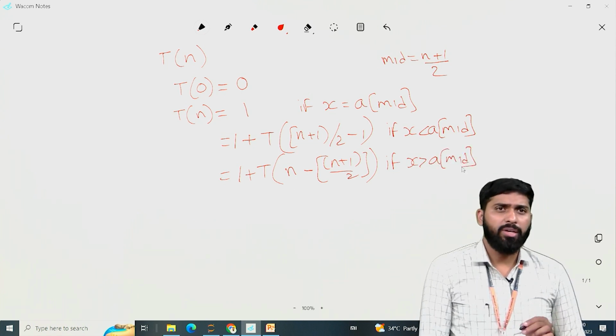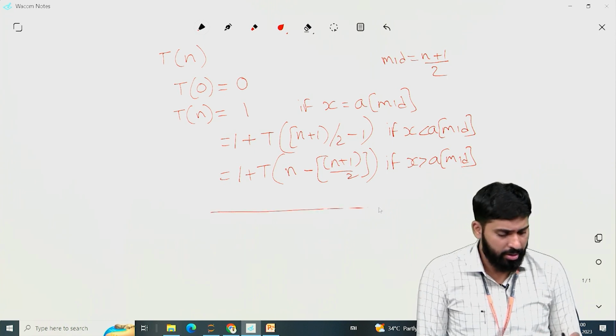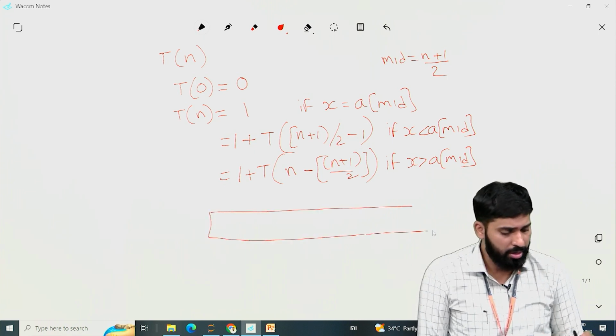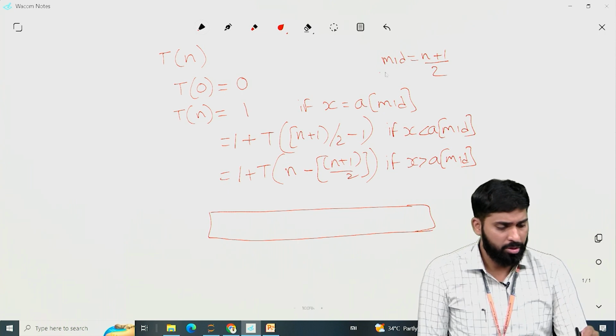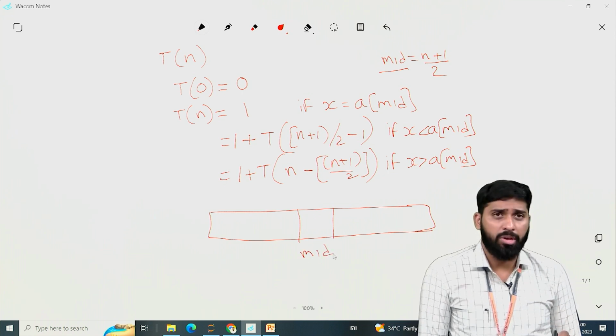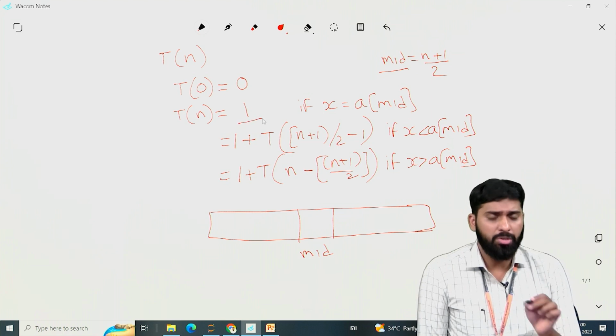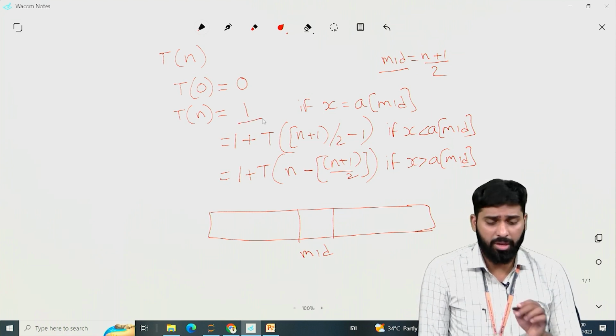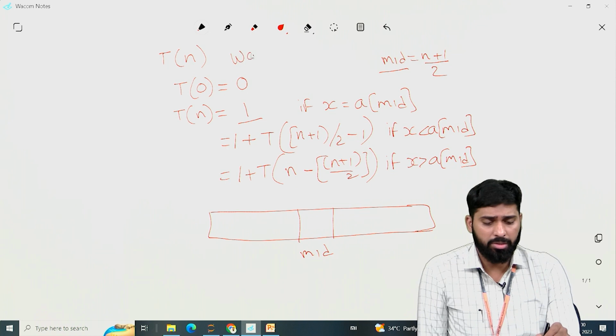Okay, so what is it? Let us assume this is the array. Now, what is the mid? (n+1)/2. So let us assume this is the mid value. Now, if x equals A[mid], then T(n) equals 1. That is the best case. Now here we are doing worst case analysis.